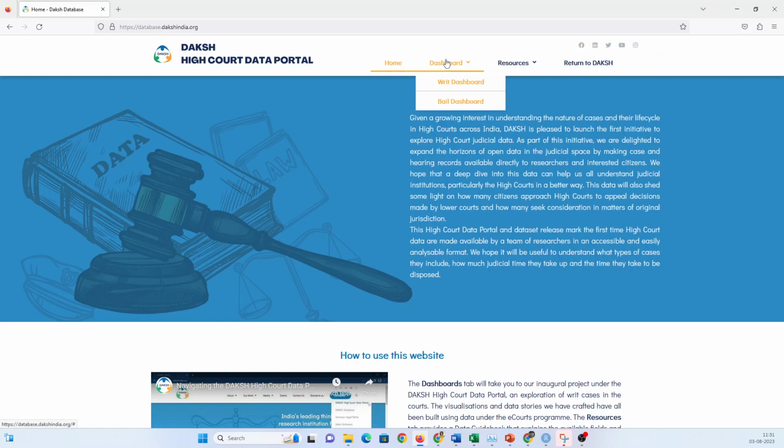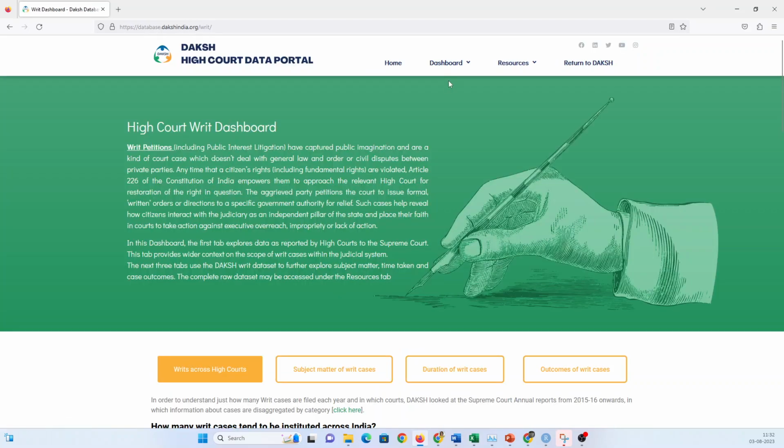There are two main sections of this data portal right now. One is our writ dashboard that engages with writ cases across the various high courts in India, and the second being our bail dashboard. Both of these follow a roughly similar structure. They have about 4 sections within it.